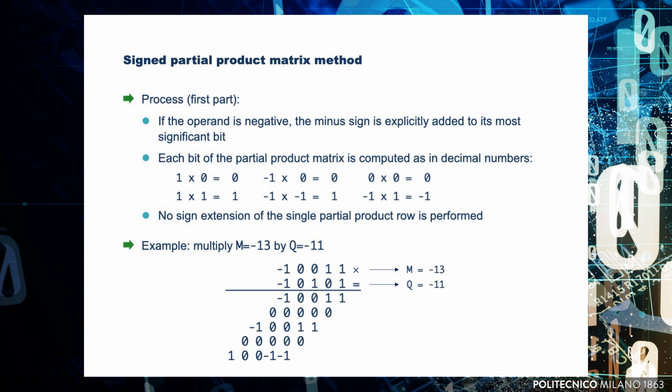Here we show an example of this first part of the process, using the operands -13 and -11. We add the minus sign to both of the most significant bits, since the two operands are negative, and we compute the partial product matrix according to the rules discussed above.